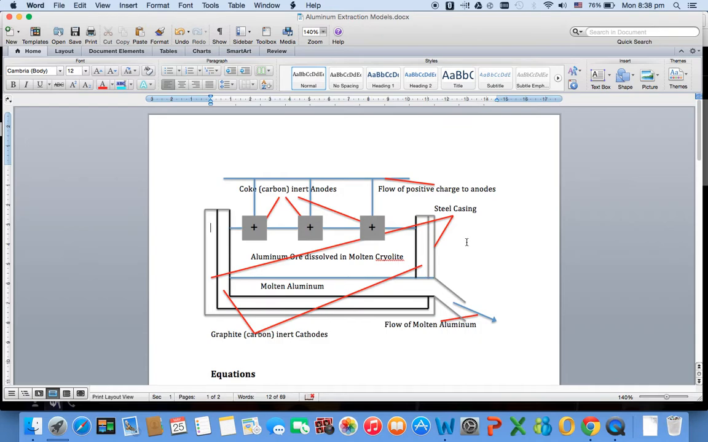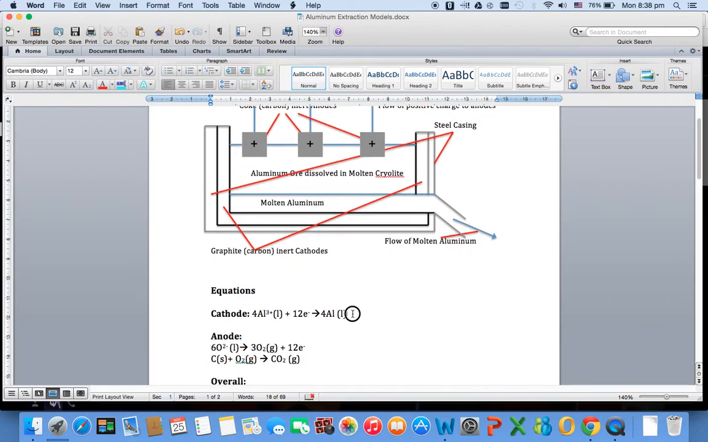Now for the actual chemistry, at the cathode, here and here, aluminum ions are reduced to form molten aluminum. This is the equation. 4Al3+, in the liquid state, gains 12 electrons to form 4Al, also in a liquid state. The molten aluminum then formed is denser than the dissolved aluminum and then sinks to the bottom of the cell, here, where it is tapped off at intervals.